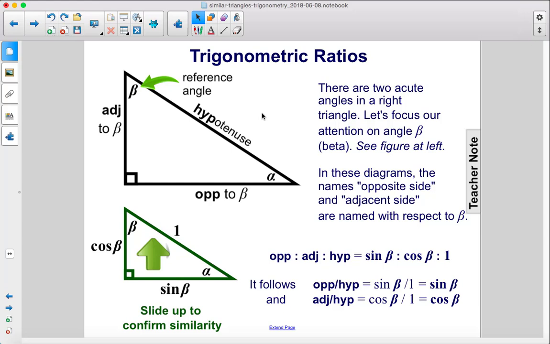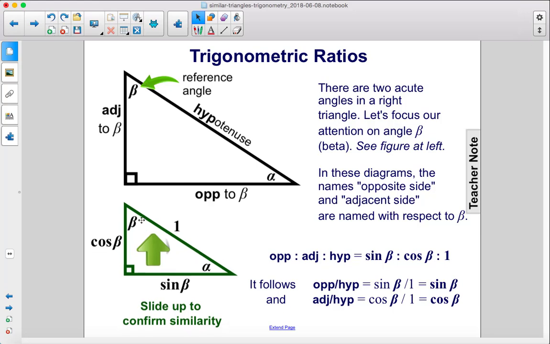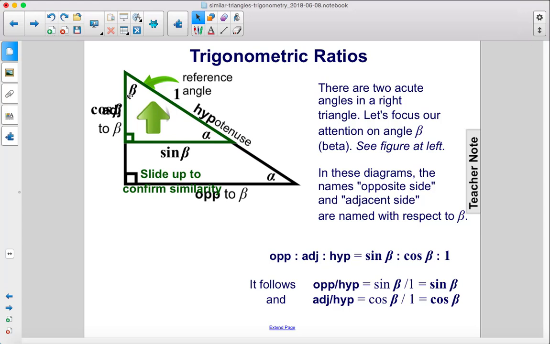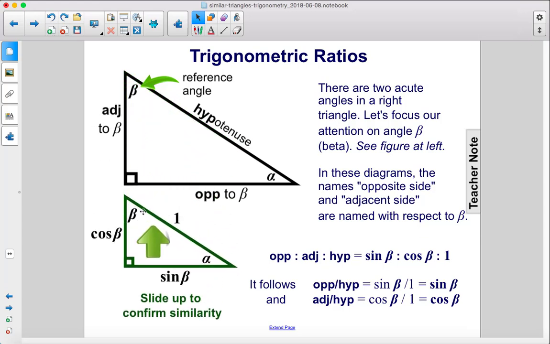There are two acute angles in a right triangle. Let's focus our attention on angle beta. So here we have angle beta up here, and we slide this triangle up to confirm that these triangles are similar. They both have angle beta here. And in these diagrams, the names opposite side and adjacent side are named with respect to beta. So you see this side here is adjacent to beta, and this side here is opposite to beta.